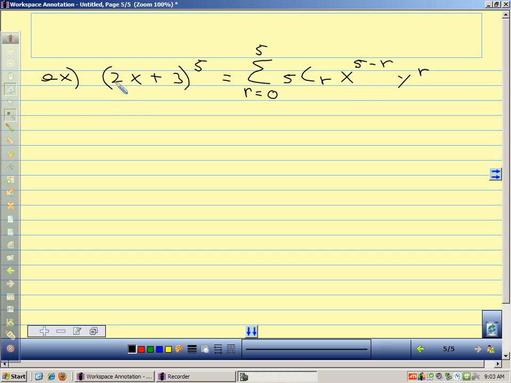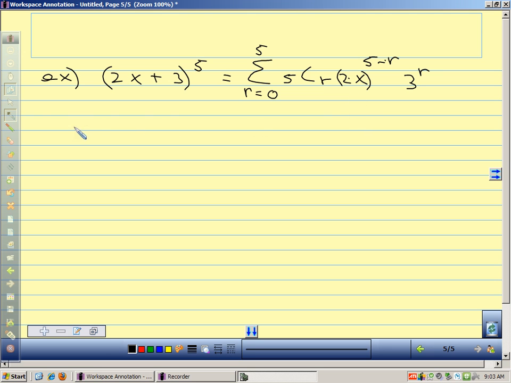And here are our x and our y. Instead of x and y, we have 2x and 3. So I'm going to substitute those in. This is 2x to the 5 minus r. And my second term in my binomial is 3. And to find this expansion, all I need to do is write out each term of this sum.